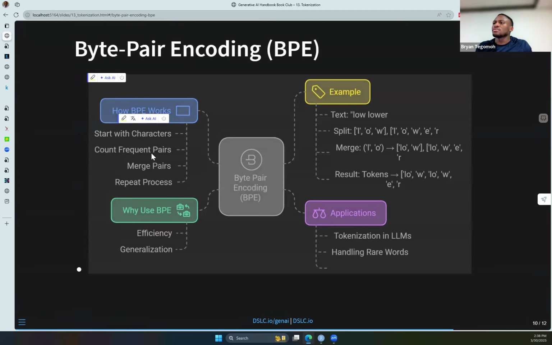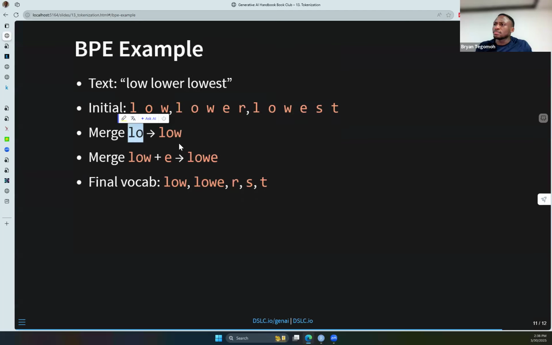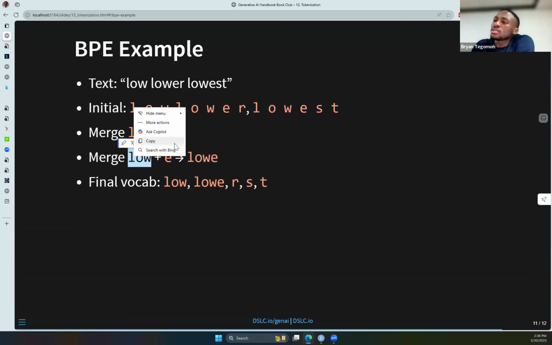So you count the frequent pairs within the word, and then you can append the next character there. You see that the next character W is common to all, but after you have LO, you can try to merge. Now this can form one token, and then you can try to form the next most common one. The next most common character here, in lower and lowest, would be E. So you can combine E and low to form lowe, and this lowe can be another token.